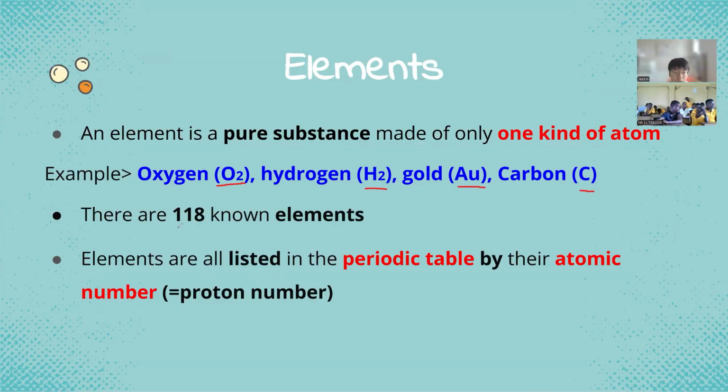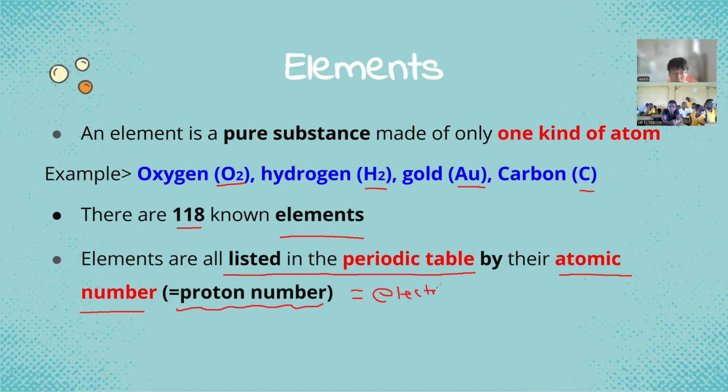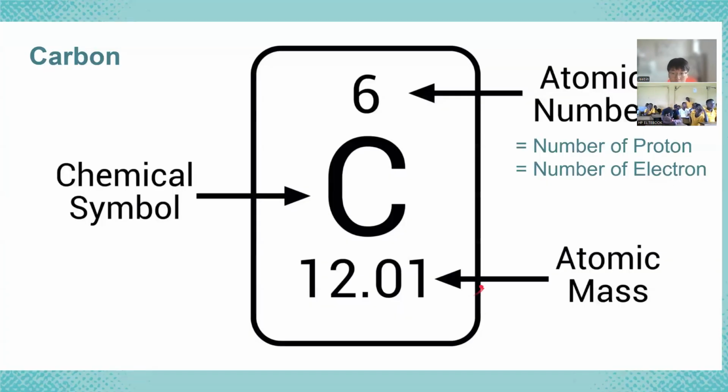And there are 118 known elements. Elements are listed in the periodic table by increasing atomic number, which remember always equals proton number, which always equals electron number. So that is the pattern of the periodic table.